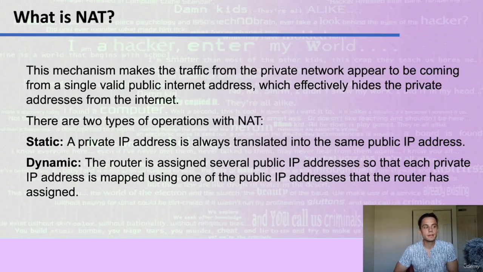So in terms of that, there are two types of NAT operations. The first one is static, where a private IP address is always translated to the same public IP address, and by doing this your host within the network will be visible on the internet. There is also the dynamic way, where a router is assigned different IP addresses, so each private IP address is mapped using only one of the IP addresses of the router that has been assigned to it.